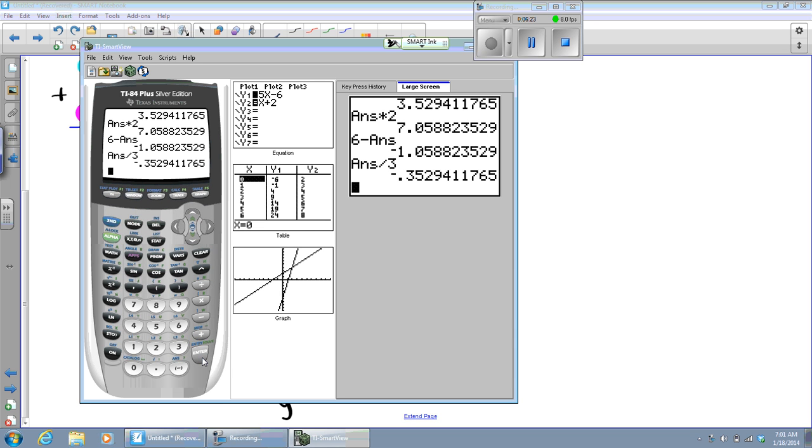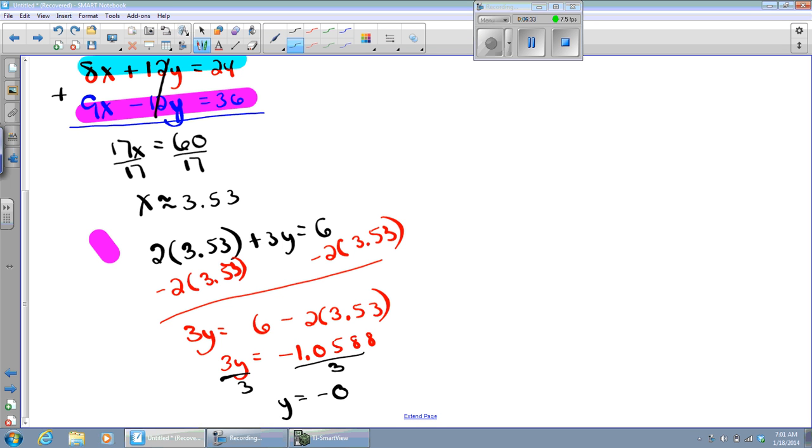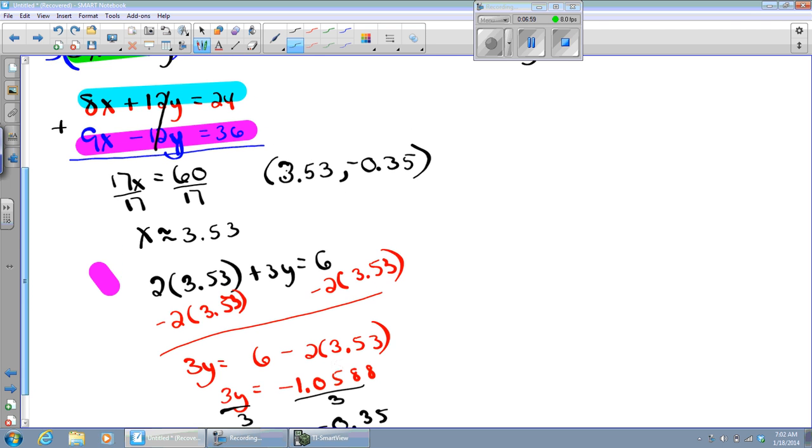And now I have negative 0.3529, and here is where I'll provide a rounded answer. So it'll be negative 0.35. So these cross at approximately 3 and 53 hundredths and negative 0.35. Okay, let me rewrite that. There we go. Okay, so the answers have potential to get a little bit uglier.